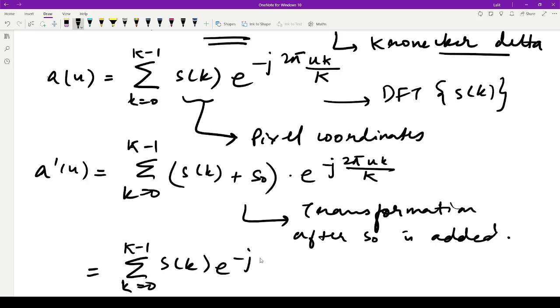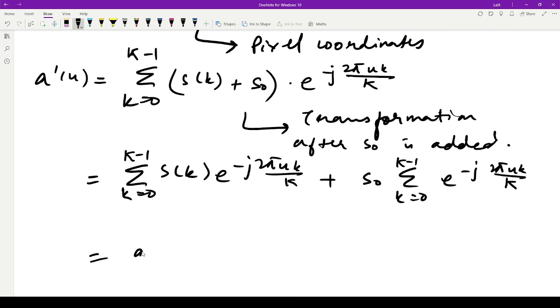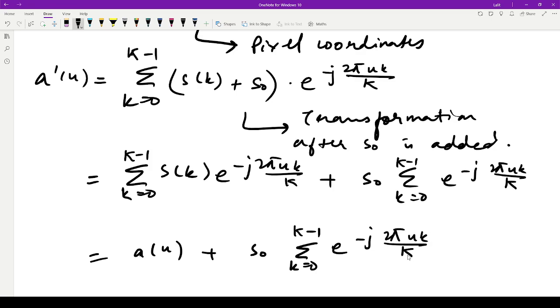So I can just decouple this part as UK, this specific part, plus I'll just take out S naught out of the summation and then keep the other things just as it is. Okay. So given this, this is my AU plus S naught times the sum over K equals 0 to K minus 1 of e to the power minus j 2 pi u k upon capital K. Hope this part is very clear. I have not done anything. I just did some simple algebra.